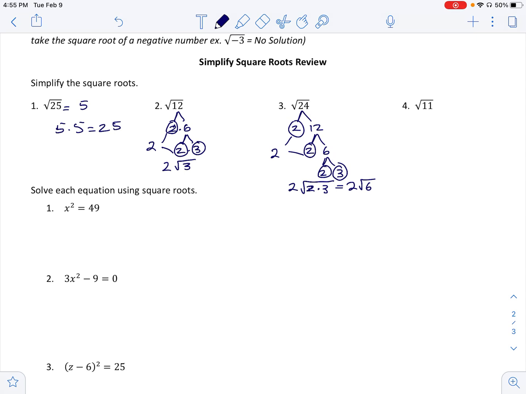Now the last one, number 4, is square root of 11. If you cannot take the square root of 11 or draw a prime factor tree, it stays square root of 11. Do not make it a decimal. So square root of 11 equals square root of 11.